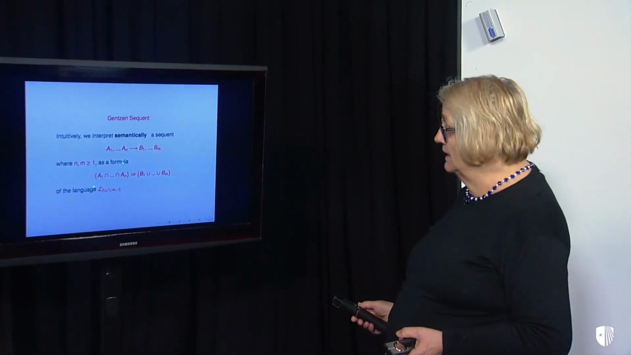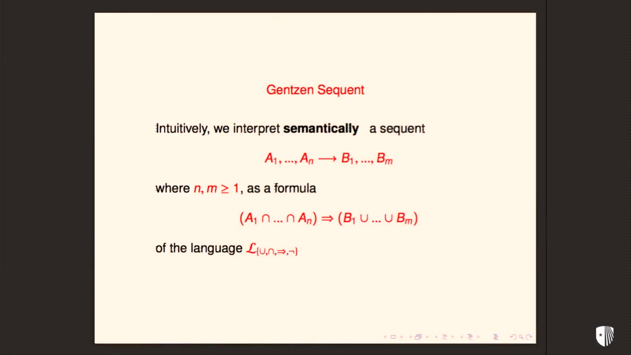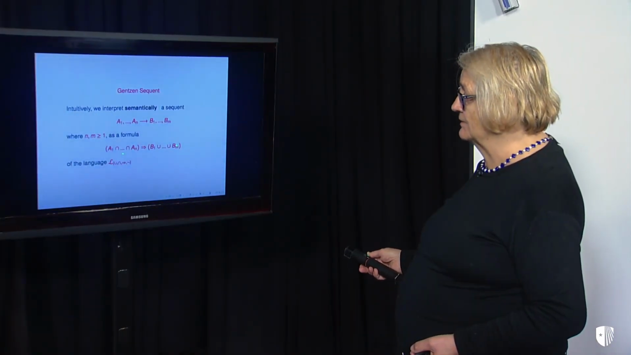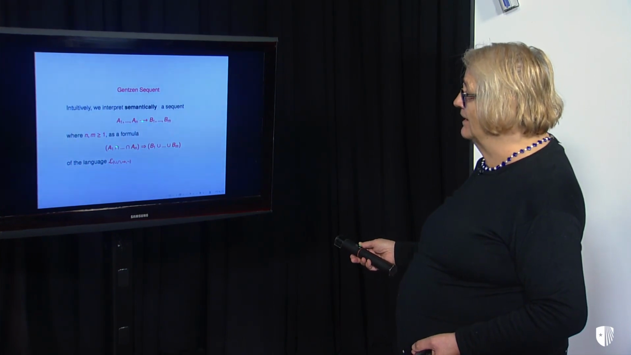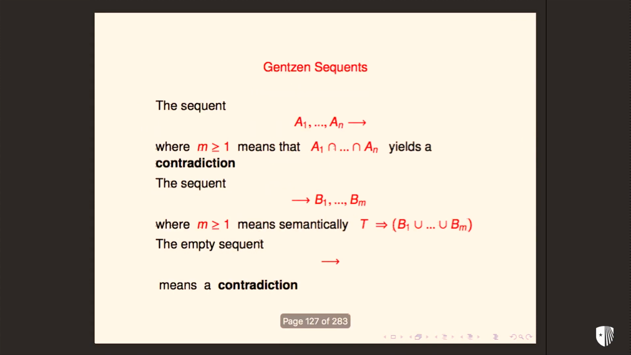So semantically, you can see that in our RS system, the sequence was interpreted as a disjunction. Now a sequent, a sequence of formulas, arrow, a sequence of formulas, is semantically such that the comma is a conjunction on the left side and a disjunction on the right side, and that arrow becomes an implication in the semantics. So you can see the semantics is more complex.